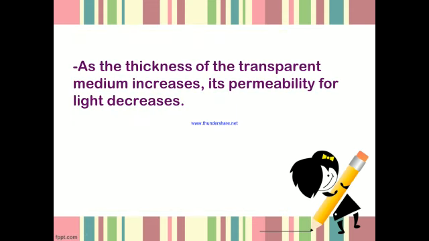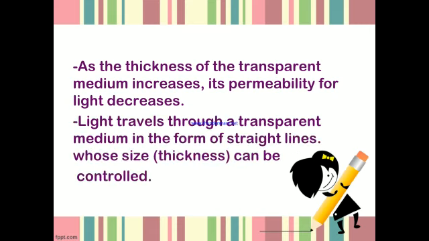But as the thickness of the transparent medium increases, its probability to allow light to pass decreases. What does that mean? It means that if the thickness of the transparent medium increases, it can't allow most of the light to pass through it as possible, because the light travels through a transparent medium in the form of straight lines. But if the thickness increased, the light can't pass with the same speed and with the same permeability.